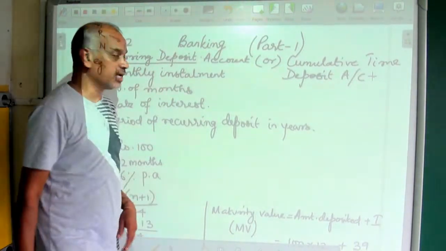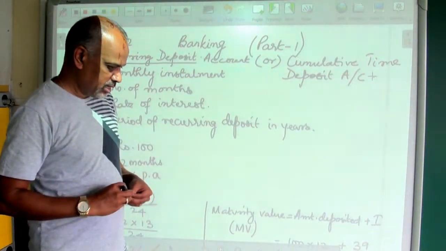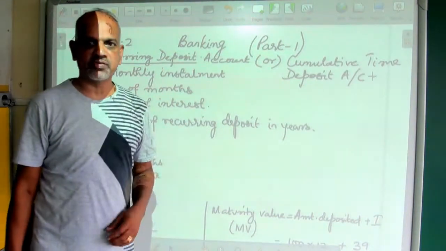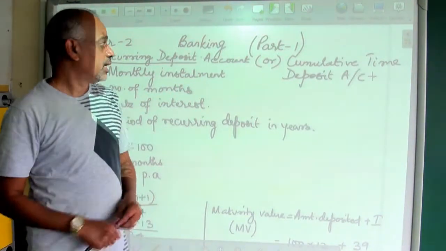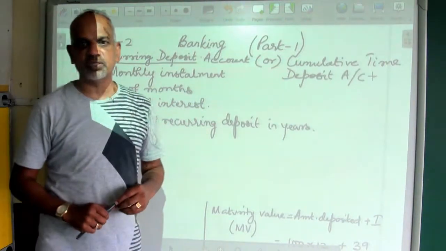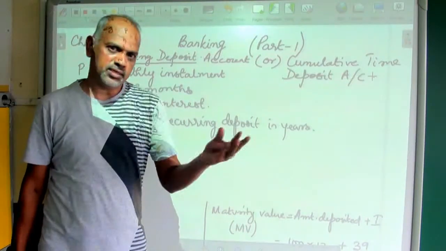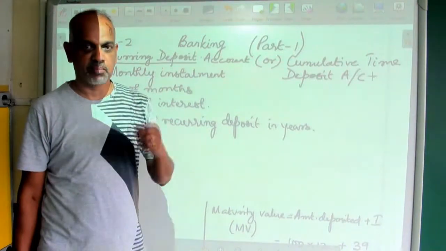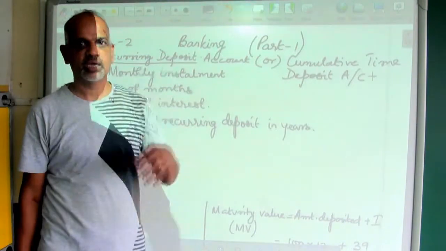Now, what is this recurring deposit account, or otherwise called the cumulative time deposit account? You can open a recurring deposit account in a post office or in a bank. Anywhere you can open. And in this account, you will have to deposit the same amount every month. This amount that you're going to deposit can be in multiples of tens.